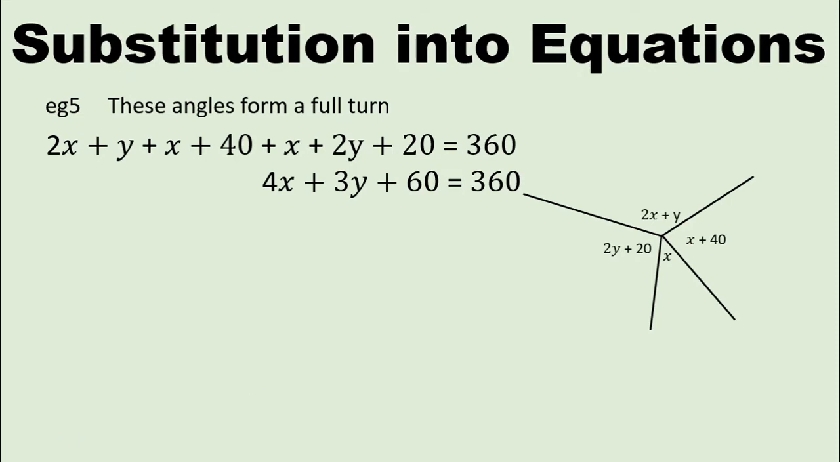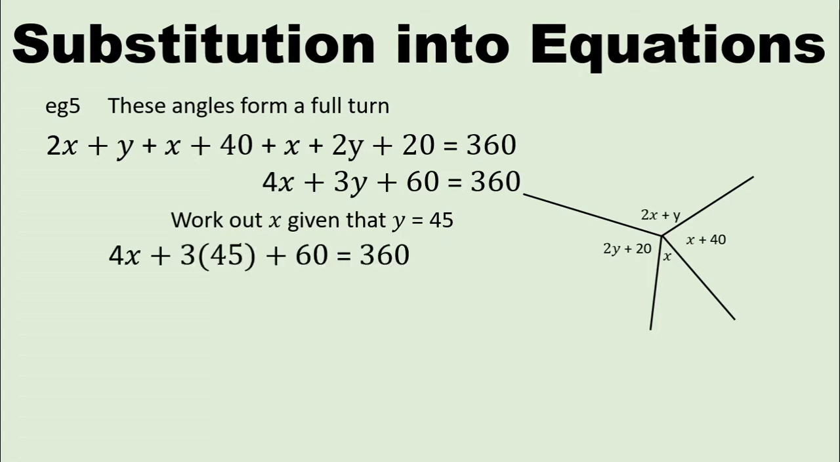Now, I can't solve this equation because there are 2 values that I don't know, x and y. But if I'm told that y is 45, I can substitute that value into the equation. I can rearrange and I can solve to find out what x is. So let's do that. Instead of y, let's put 45. Then we can work that through a bit. So 3 times 45 is 135.